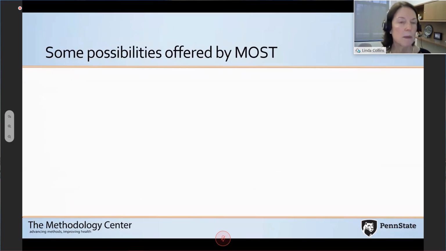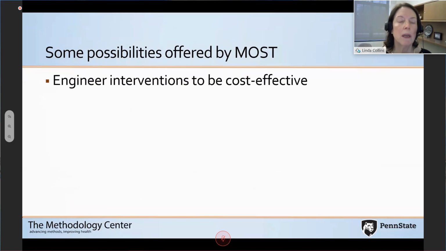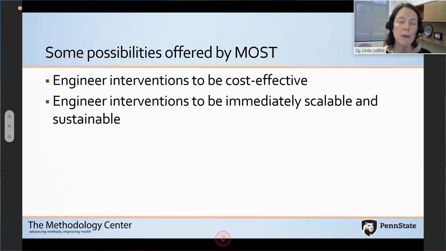So I just want to mention some possibilities that are offered by MOST. You can engineer interventions to be cost-effective. The way cost-effectiveness is typically assessed today, first an intervention is developed using the classical treatment package approach, and after that, its cost-effectiveness is assessed. And if the intervention is not cost-effective, then what? The way forward is a bit unclear, but using MOST, you could actually engineer an intervention to have a specific level of cost-effectiveness.